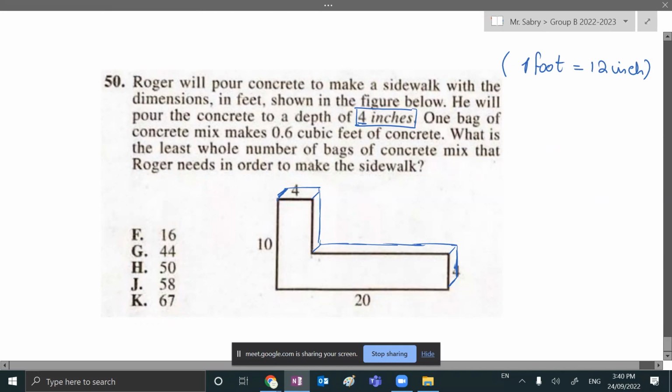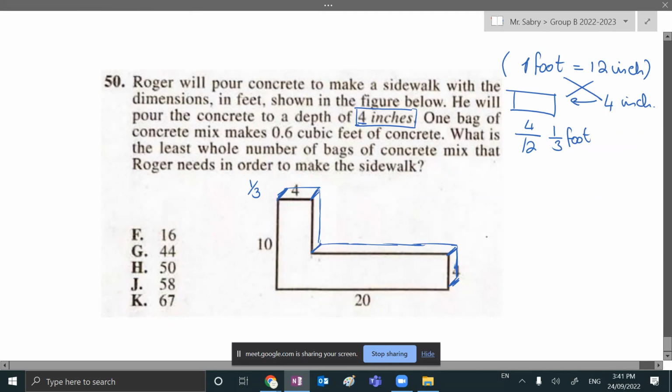So instead of 4 inches, I can say that this is actually 1/3 foot. How did I do that? If this is 4, I'll just cross multiply and I'll get here 4/12, which is mainly 1/3 foot. So the 4 inches is equivalent to 1/3 foot. This is 1/3, this is 1/3, this is 1/3, and this is 1/3, and this is 1/3. Now I just need to get the volume.